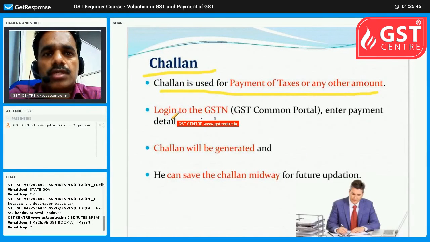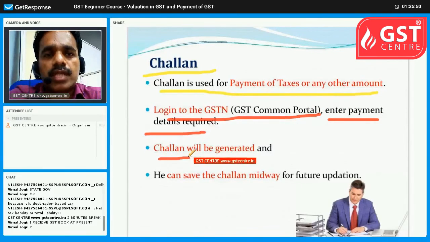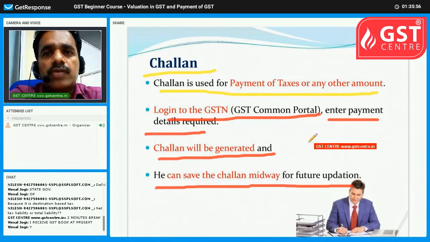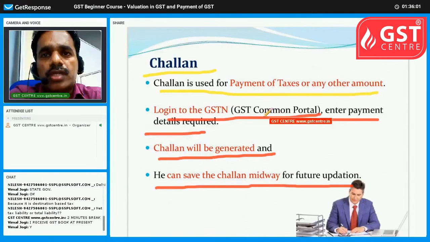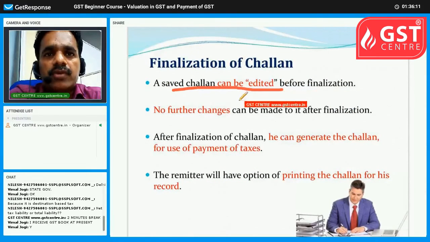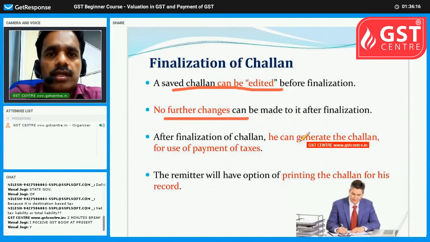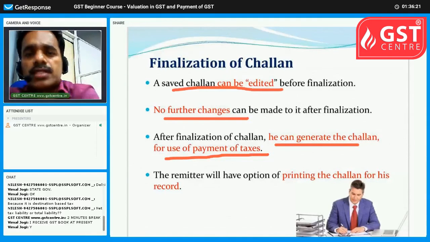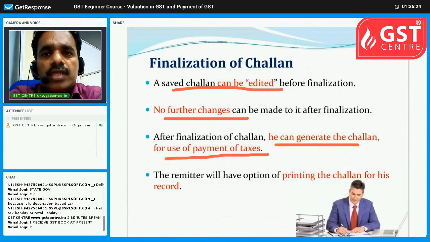After logging into the GST common portal, we have to enter the payment details required. Then the challan will be generated, and we can save the challan midway for future updation. We have to enter all details required for payment of tax. Then comes finalization of the challan. We can edit a challan before finalization, but after finalization no further changes can be done. Then he can generate the challan for payment of taxes, and with that challan we can pay taxes.